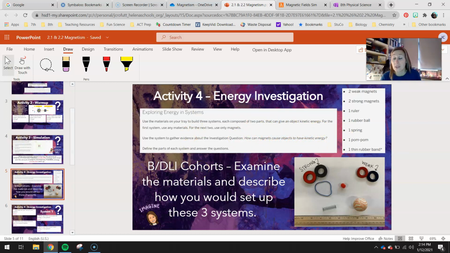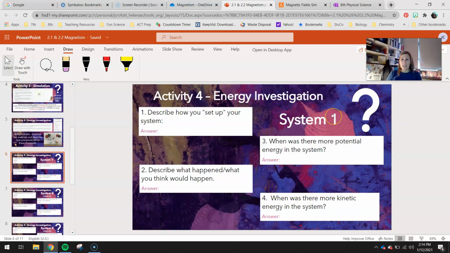So keep in mind different things that you observe or would observe in this experiment if you were doing it in class, and use that as evidence for answering that question later. So define each of the parts of the system and answer the question. So moving on to our first system, system 1. Again, you are using any materials on there. So if you're doing this from home, you can just think of how you would use those materials and describe how you would set that up.